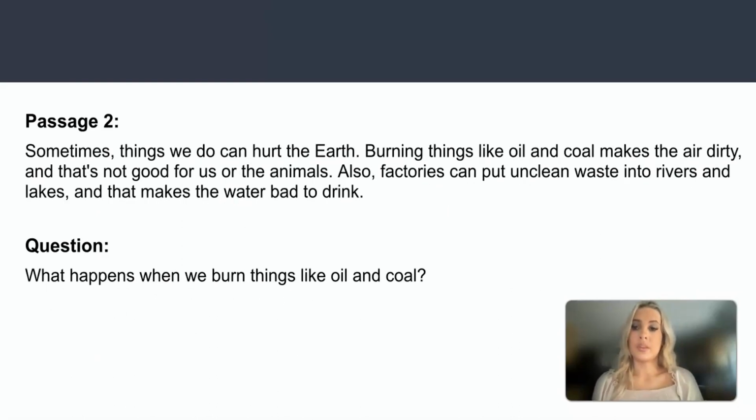Passage 2. Sometimes, things we do hurt the earth. Burning things like oil and coal makes the air dirty, and that's not good for us or the animals. Also, factories can put unclean waste into rivers and lakes, and that makes the water bad to drink. So, what happens when we burn things like oil and coal?